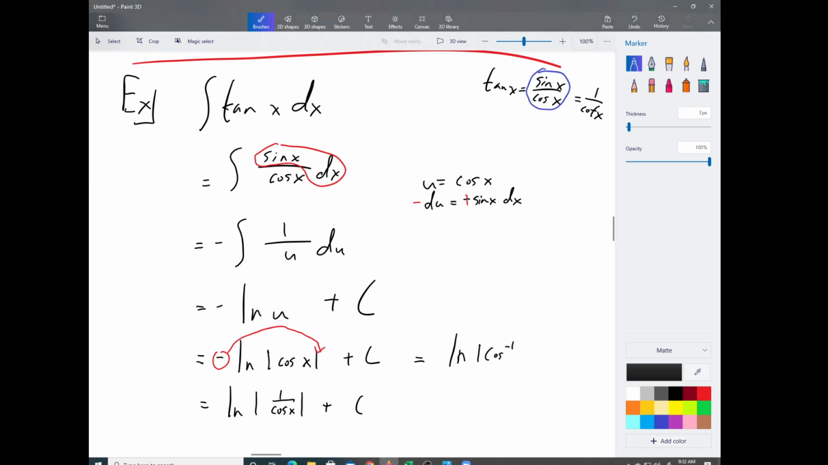Cosine to the negative. Actually, yeah, let's do it. That'd be tricky because with cosines, if I put the -1 up in front, it means something else. If I put it in the middle, that means that I could say that I have the natural log of a secant, because 1 over cosine is the same thing as secant.